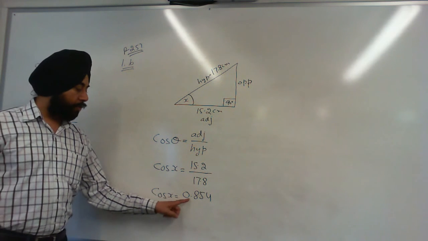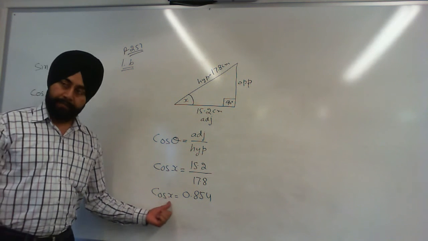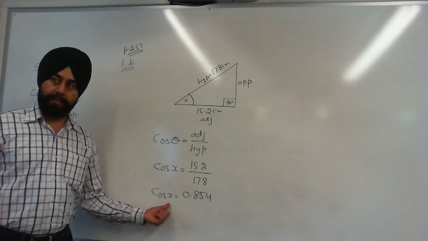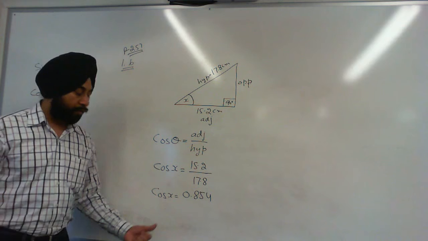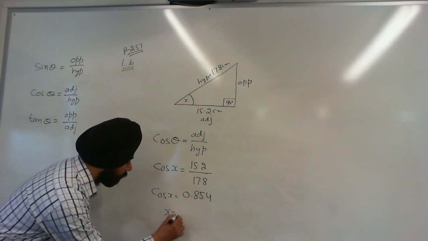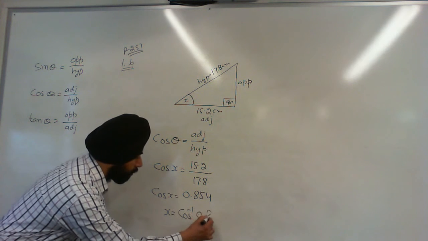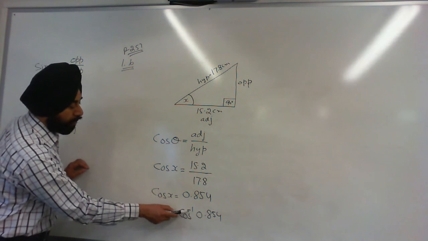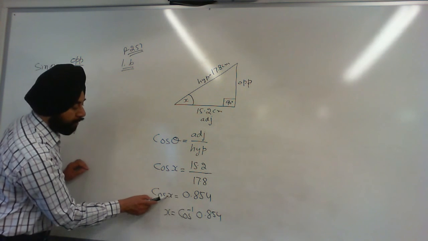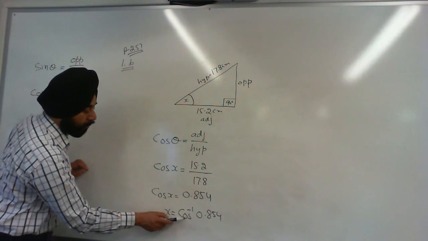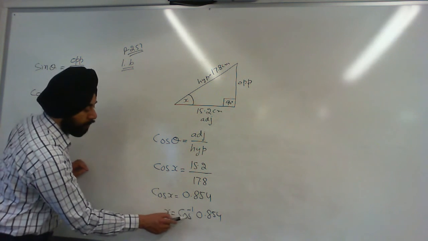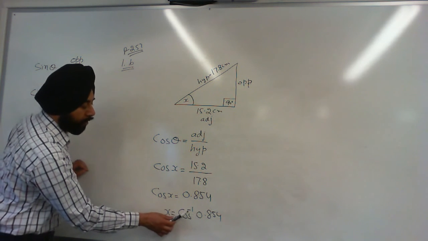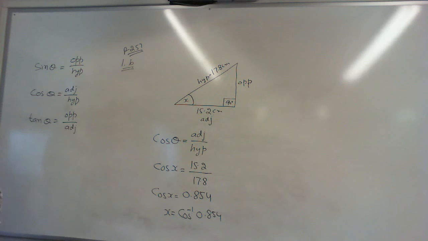So if cos x is 0.854, how can you find x? How will you find this x? Okay, this is what you do. x is equal to cos inverse 0.854. Remember that when this cos goes to the other side, it becomes inverse. So if cos x is given and you want to find x, you send cos to the other side, it becomes inverse, and then you find cos inverse 0.854. There is a button on your calculator to do that. Normally you will see this by second function.